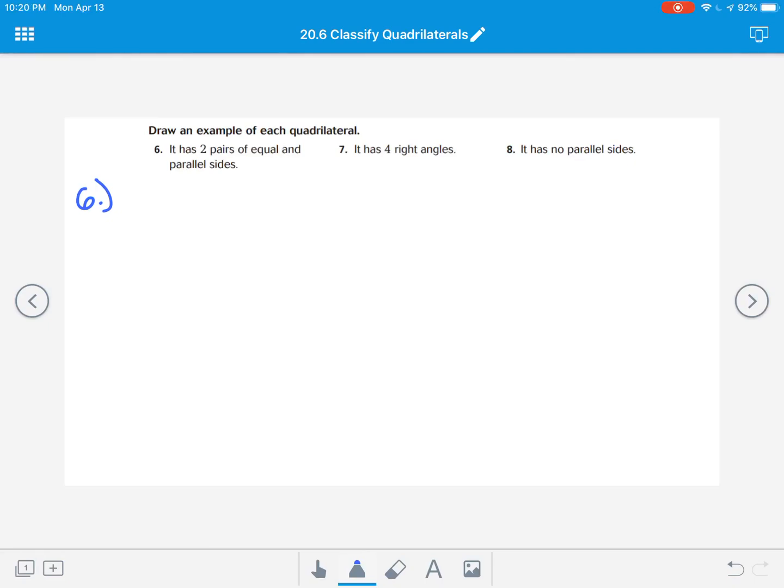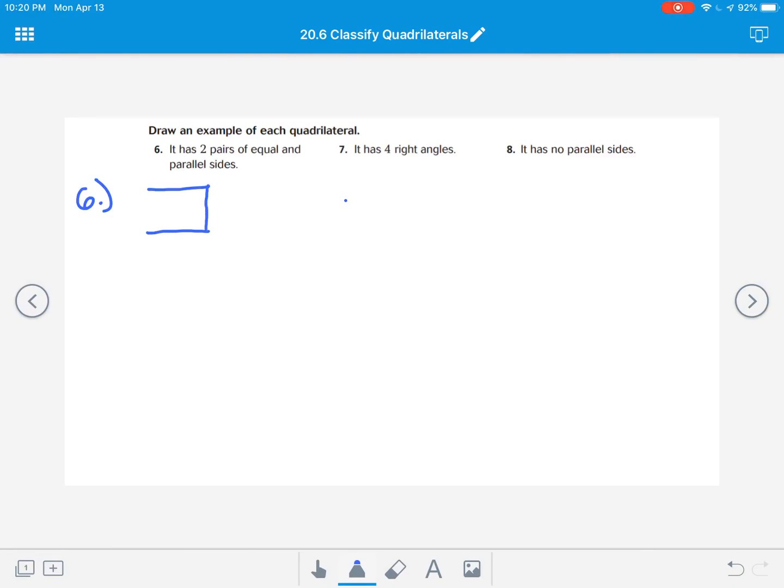So directions for 6 through 8 says draw an example of each quadrilateral. Number 6 says it has 2 pairs of equal and parallel sides. So 2 pairs of equal and parallel sides. So what I'm thinking is that's one set of parallel sides that are equal.